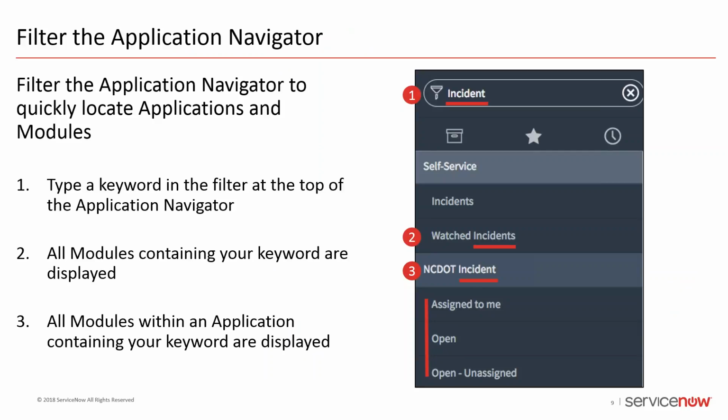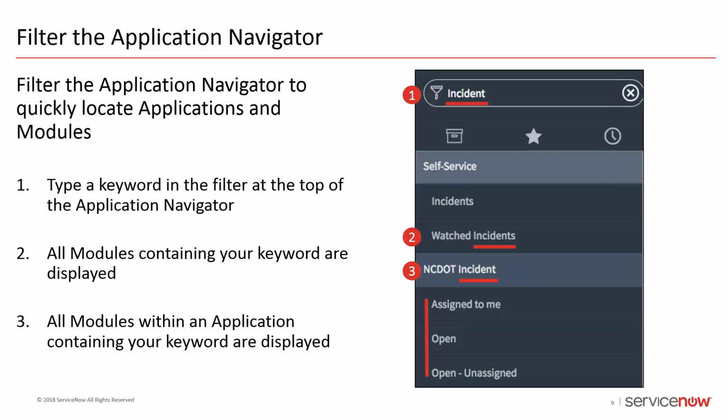To search quickly through your Application Navigator to view a particular application or module, use the Filter Navigator. The Filter Navigator is located at the top of the Application Navigator. As soon as you begin typing, the Application Navigator displays only applications and modules matching your keyword. In this example, typing incident into the Application Navigator Filter narrows displayed applications and modules to all modules containing the keyword incident, such as the watch list incident module, or all modules within an application that contains the keyword incident, such as the NCDOT application and all its modules, even though the modules themselves do not contain the keyword.